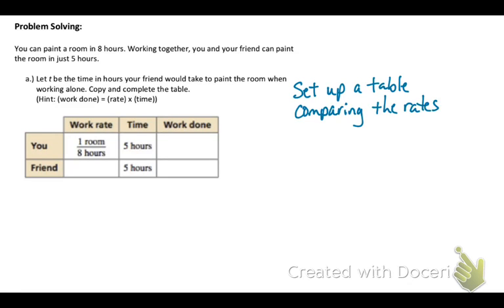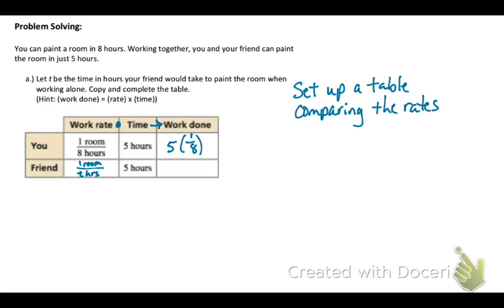And then we're going to use a simple formula that rate times time equals, in this case, the work done. So the work rate times the amount of time will equal the amount of work done. So your work rate is 1 room in 8 hours, and you are painting with your friend and you get it done in 5 hours, okay? So the amount of work done for you is 5 times 1 over 8, or 5/8.